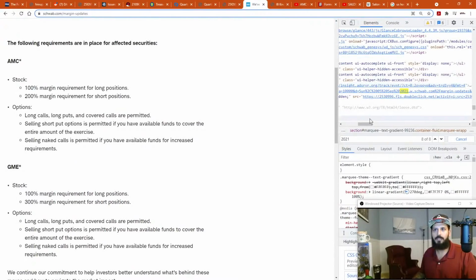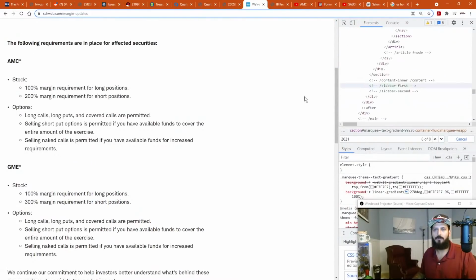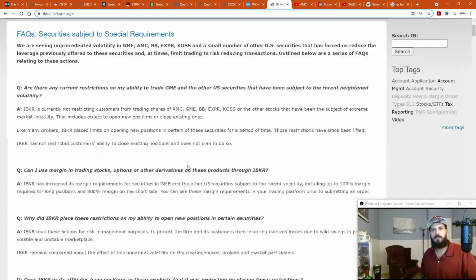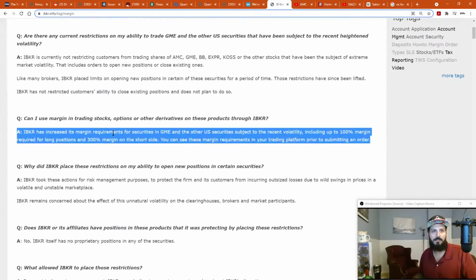And this is the direct HTML elements for this table. Report: Interactive Brokers, a couple of months ago, increased their margin requirements for securities in GameStop and other U.S. securities due to recent volatility, including 100% margin required for long positions and 300% margin on the short side.